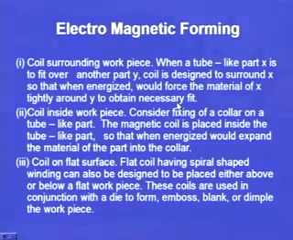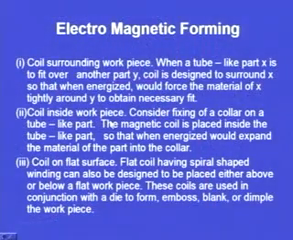So, in the first case the coil was outside the tube or workpiece and we create a fit by passing the electrical energy. Then in the second case the coil is inside the workpiece. Consider fixing a collar on a tube-like part. The magnetic coil is placed inside the tube-like part, as we have seen in the diagram, so that when energized, providing certain energy, it would expand the material of the part into the collar.